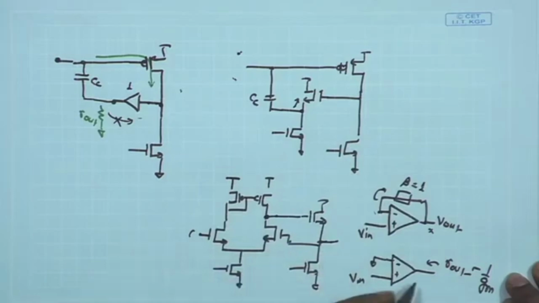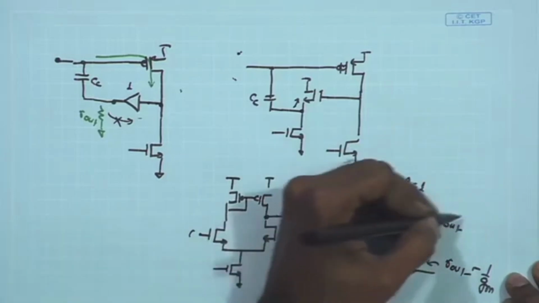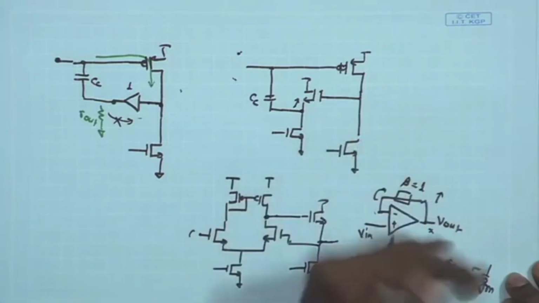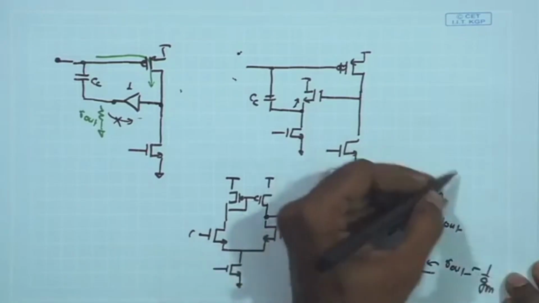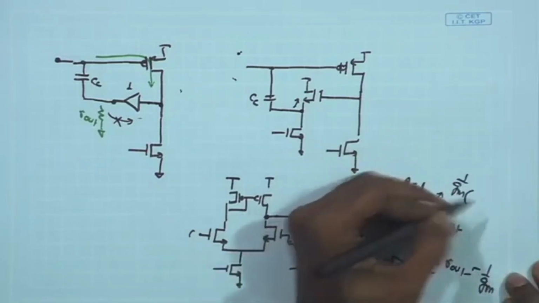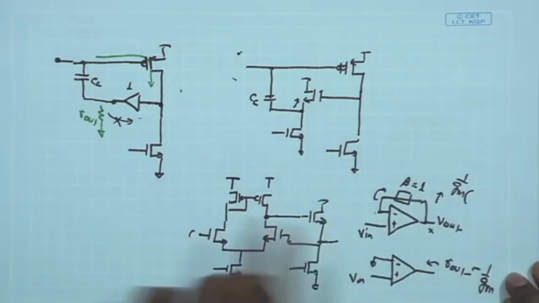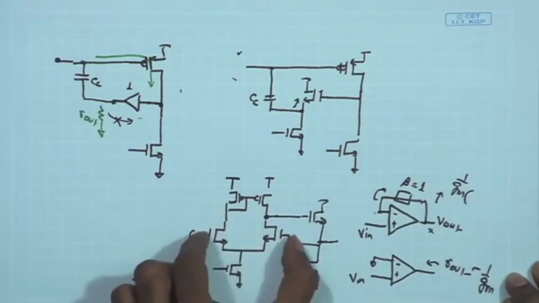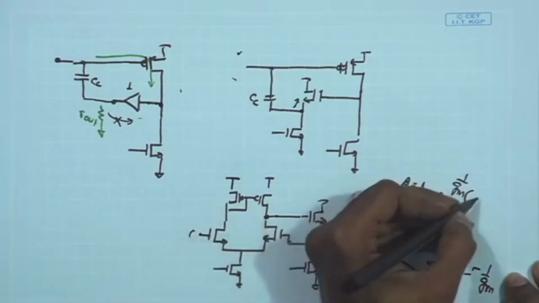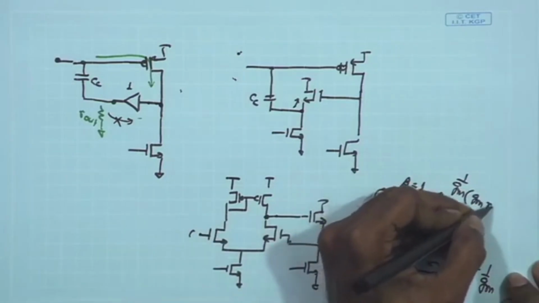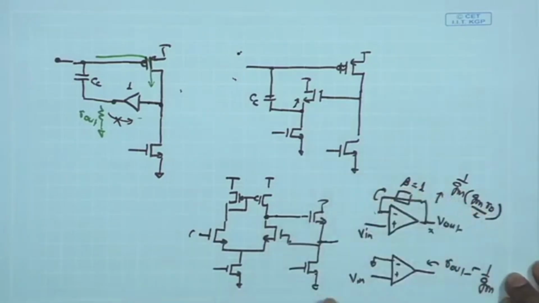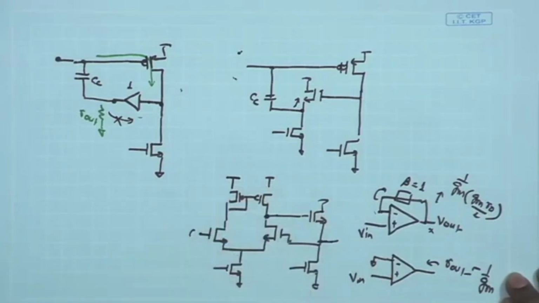Therefore, my closed loop output impedance in this case, we know is going to be the open loop output impedance, which is 1 upon Gm, divided by 1 plus A beta. Beta is 1, and the A is basically the A of this overall stage, which is of the order of Gm RO by 2. So, we can get a very small impedance if we are using a voltage follower buffer constituted of this differential amplifier and the common drain stage.